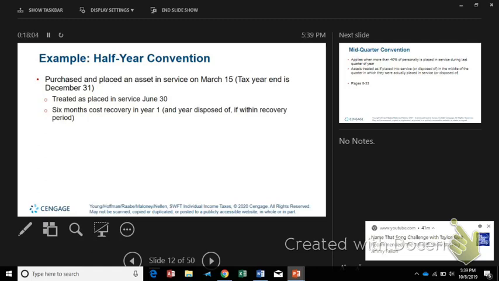Now, you purchase land, you place it in service on March 13th. You treat it as if it's June 30th, 6 months. You go for the whole year. The year it's disposed of, it's another 6 months. So it does make some logical sense because the year you dispose of it, for the most part, you're going to use it in that year too.